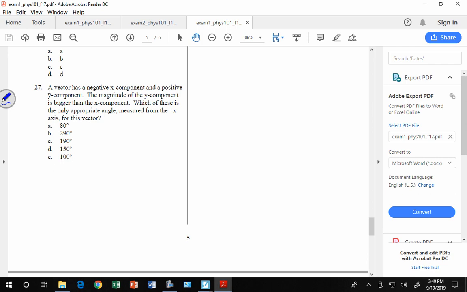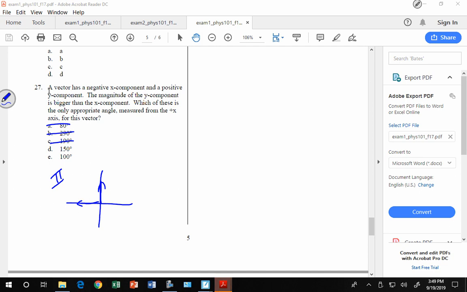If it's in the second quadrant, it's 90 to 180. Yeah, 90 to 180, so that goes away. That goes away. It has to be D or E, right? Because it's 90 to 180. It's in that second quadrant because it has a negative x component but a positive y component.